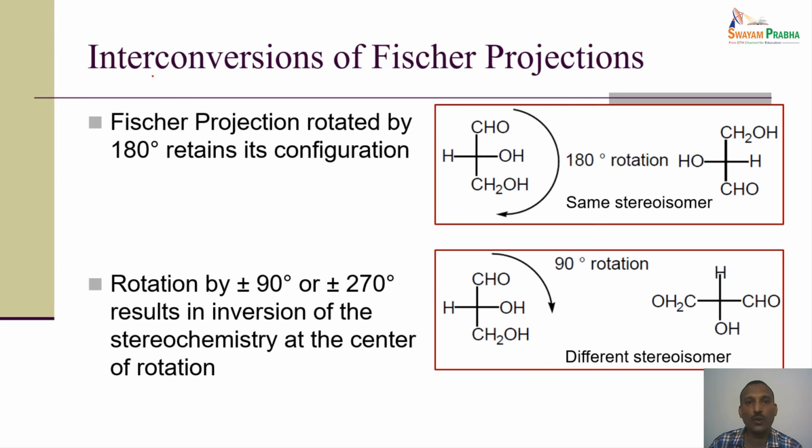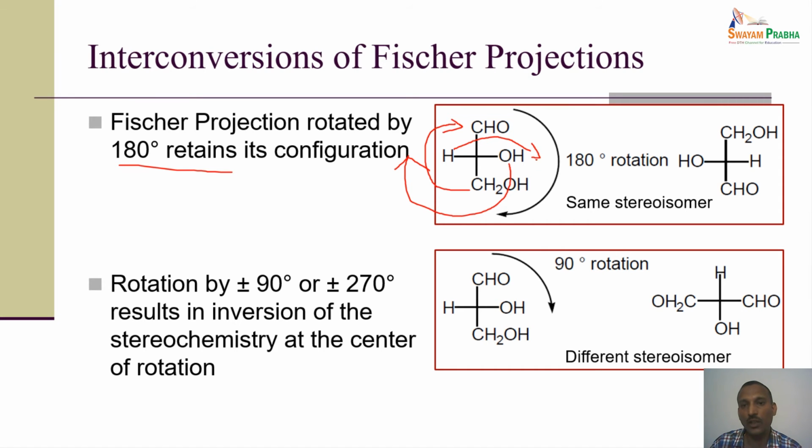Now, some of the rules which are employed for the interconversion of Fischer projections. The first one is, if you rotate the Fischer projection by 180 degrees, that retains its configuration. So what does it mean? What we are rotating is, the CHO group is now coming at the bottom and the CH2OH group is going to the top. So in that case what will happen? The OH will also come here and the hydrogen will shift here.